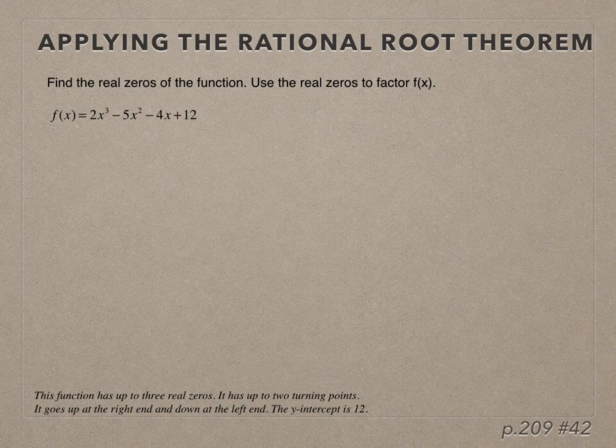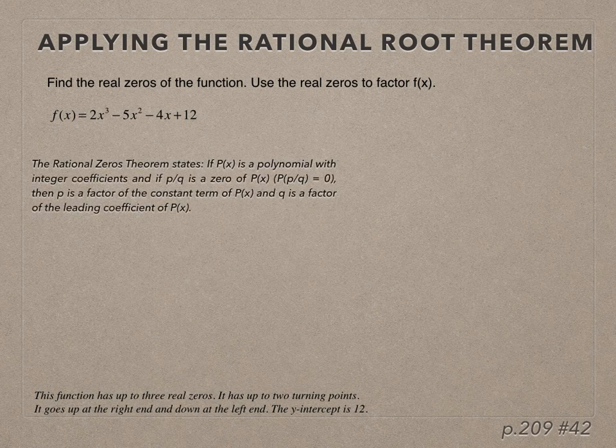This one is going to go up on the right end and down on the left end. And I know one point definitely that this function passes through. When I substitute 0 for x, I get 12. So I know my y-intercept is 12. This curve passes through the point (0, 12). But I'm asked to find the x-intercepts, the real zeros. So to do that, I'm going to apply the rational zeros theorem, and I'm going to show you how we apply it.